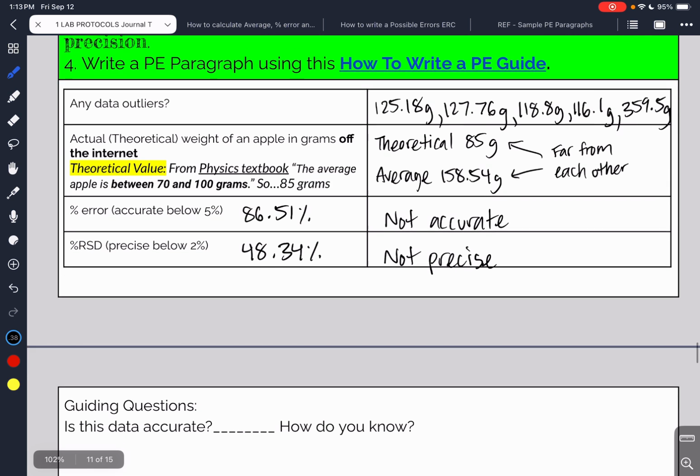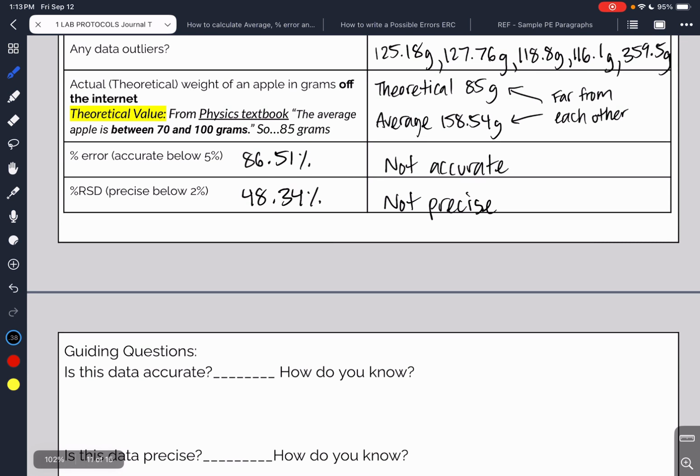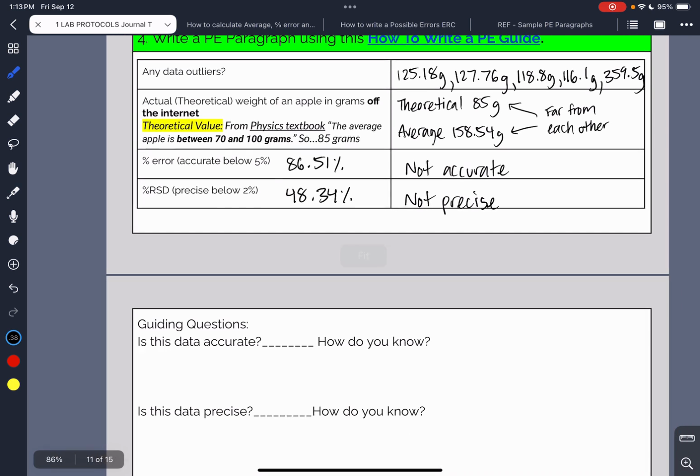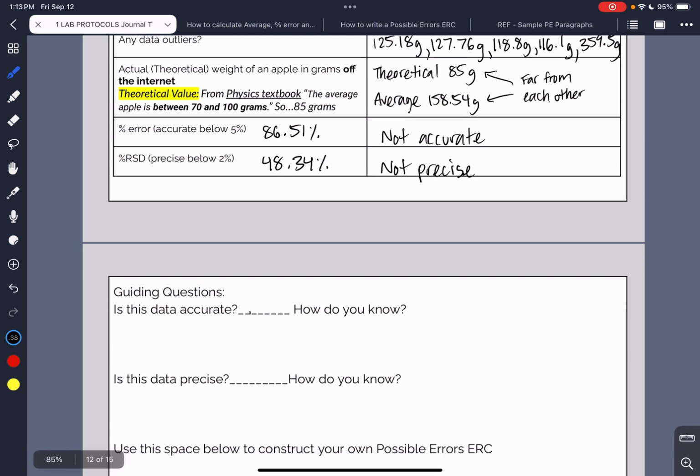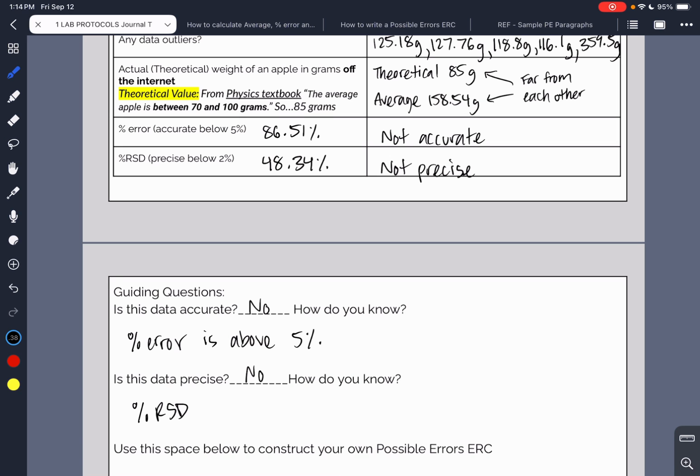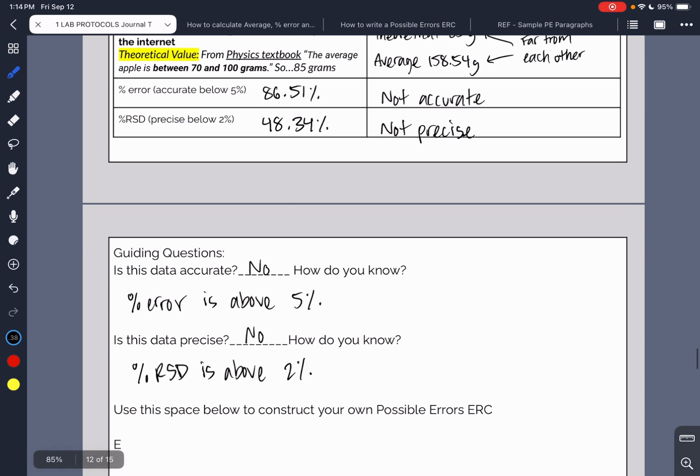All right, so next we're going to move on to these guiding questions, which we kind of already answered. We already looked at our data and we determined that no, it's not accurate, and no, it's not precise. And how do we know? It's because we're comparing it to the 5 and the 2. So our percent error is above 5%, so that means it's not accurate. And since our percent RSD is above 2%, that means it's not precise. If it was below, then they would be accurate and precise.